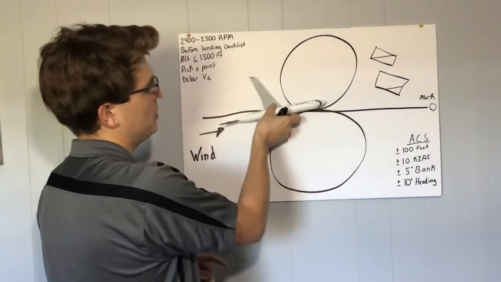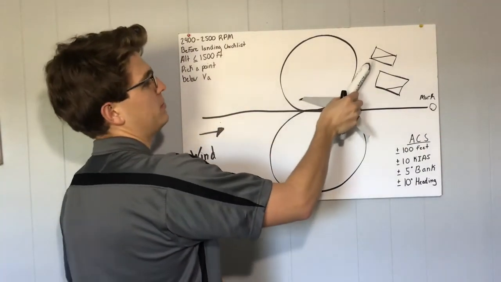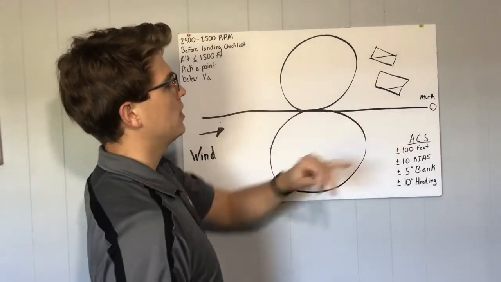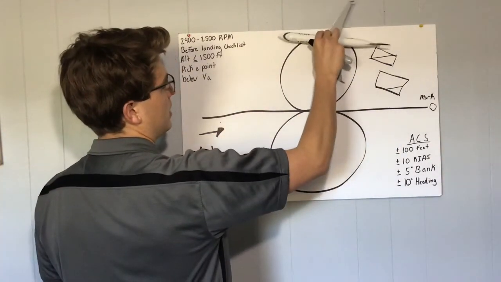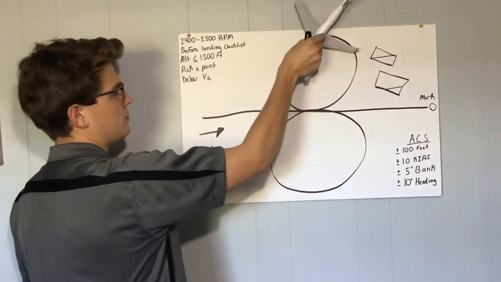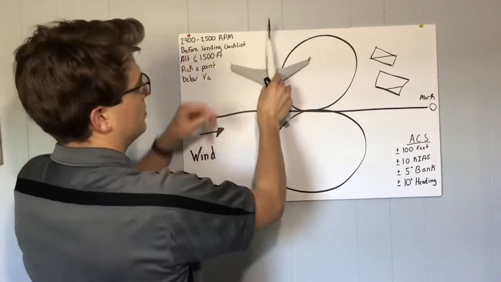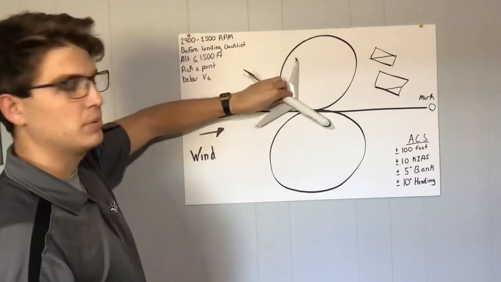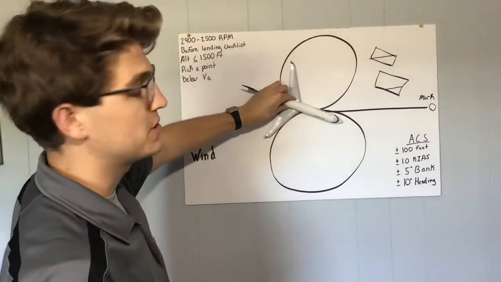All right, so we're turning at 45 degrees. We're adding proper pitch. We're increasing power. We got our mental picture. All right, and we're coming around. We're holding that altitude. So now our mark is going to come into view as we complete the 360 degree turn.